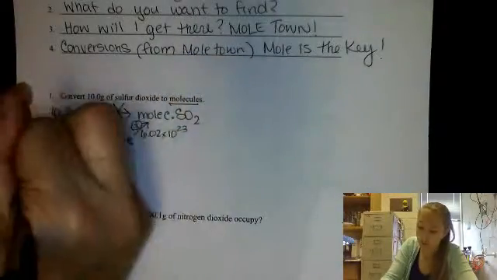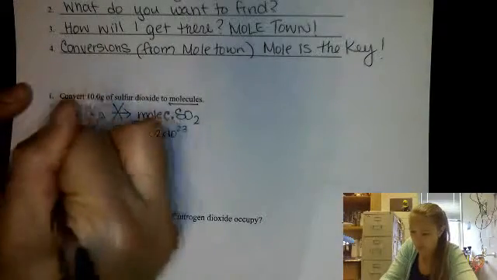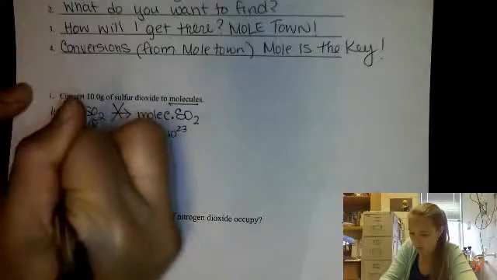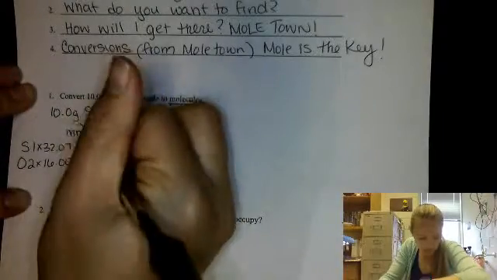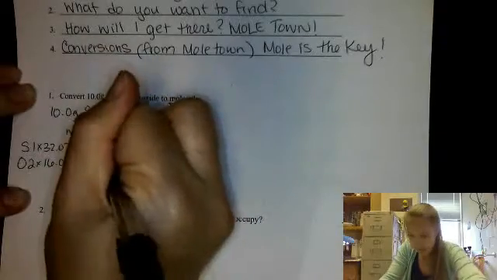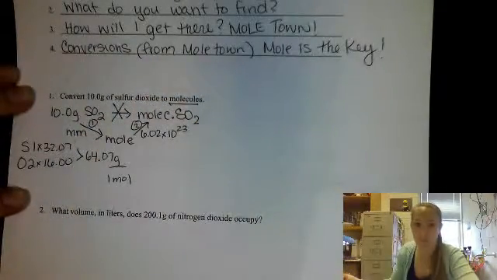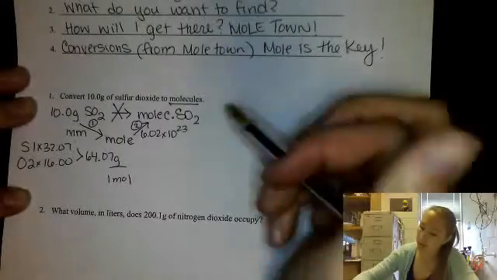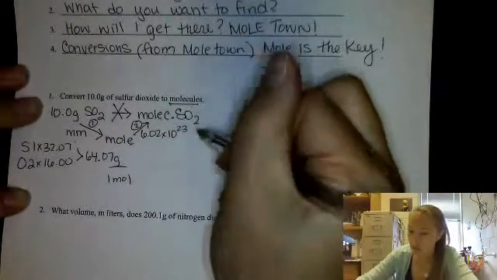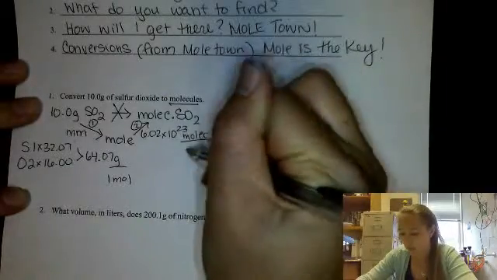Okay. My molar mass of sulfur dioxide, 1 sulfur, 2 oxygens, gives me a molar mass of 64.07 grams per 1 mole. Avogadro's number is 6.02 times 10 to the 23rd molecules per 1 mole.